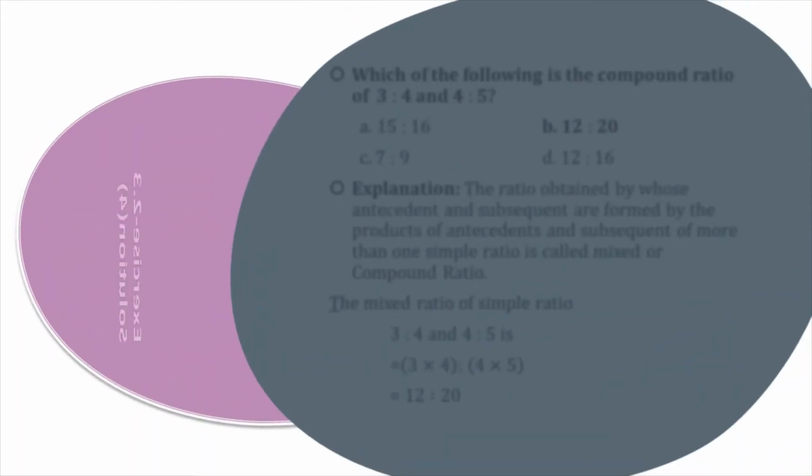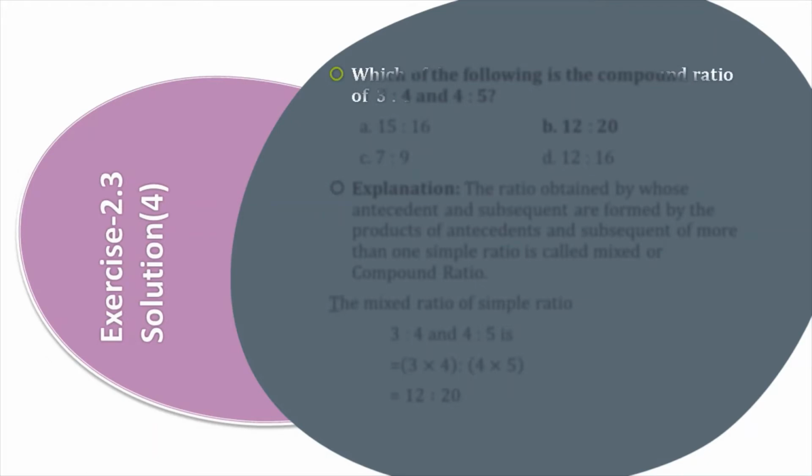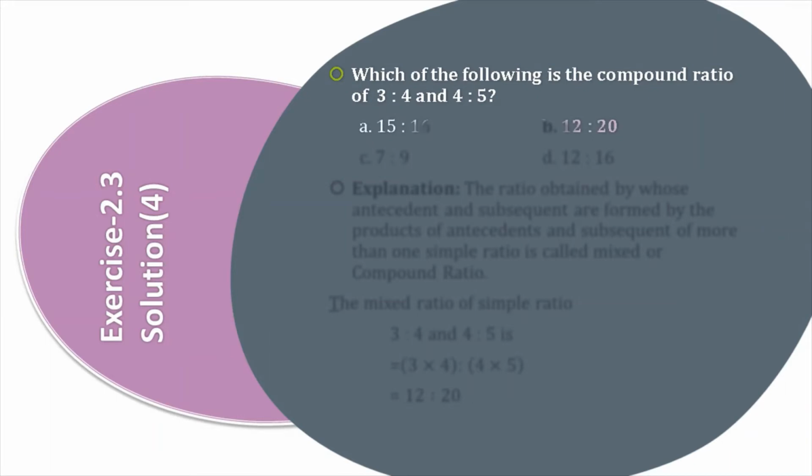Let us see solution number 4. That is the question, which of the following is the compound ratio of 3:4 and 4:5? Let us see the options. A 15:16, 12:20, 7:9, 12:16. As you can see the marked part, my dear students, that is our answer. Let us see the explanation how we get that answer.